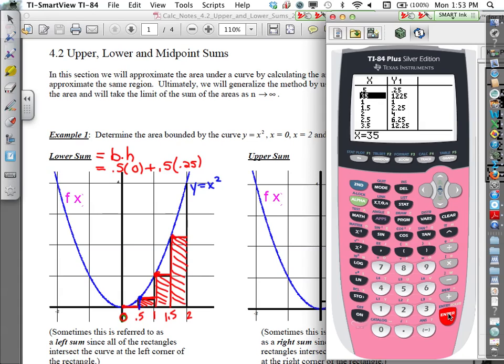All right, let's go to the next one. What's this next rectangle's base? 0.5, times its height. Well, its height happens right here when x is 1. That one you may be able to do in your head. If you type in 1, you get an outcome of 1. All right, and then the last one.